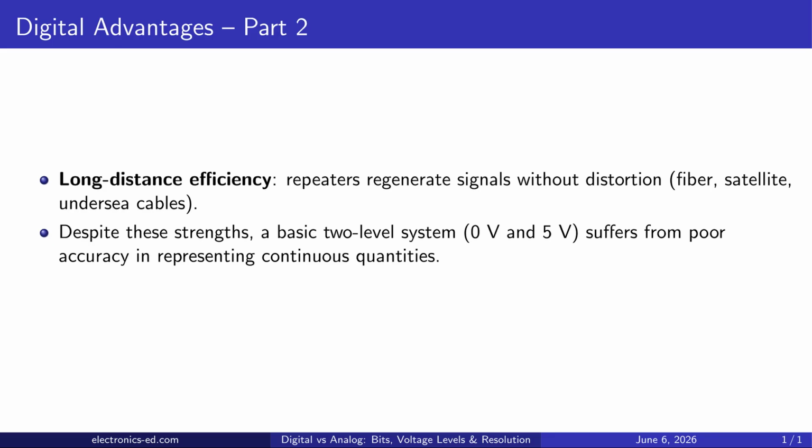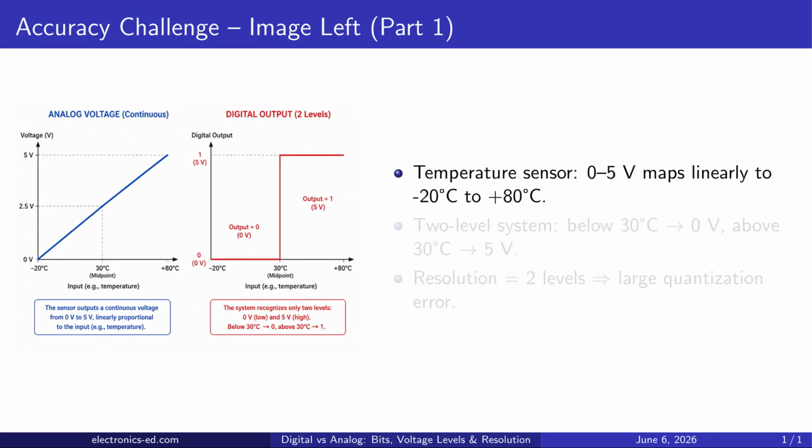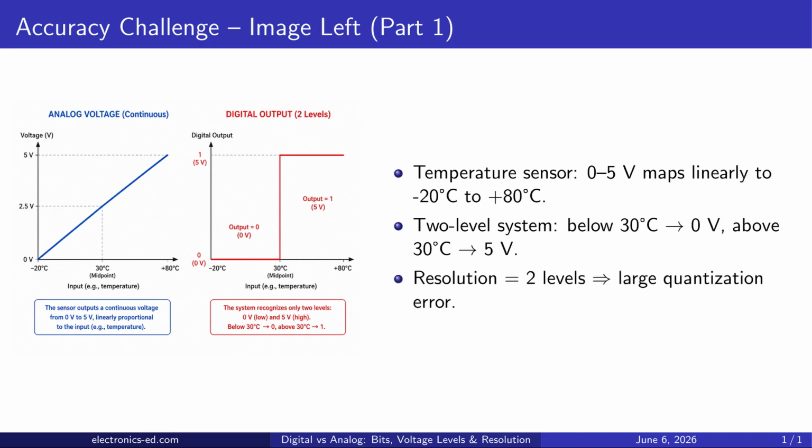But despite these strengths, a simple two-level system like 0 to 5 volts suffers from poor accuracy when representing continuous quantities. Consider a temperature sensor, where 0 to 5 volts maps linearly to -20 to +80 degrees Celsius. With a two-level system, any temperature below 30 degrees gives 0 volts, and above 30 gives 5 volts. With only 2 levels, the resolution is minimal, leading to a large quantization error.